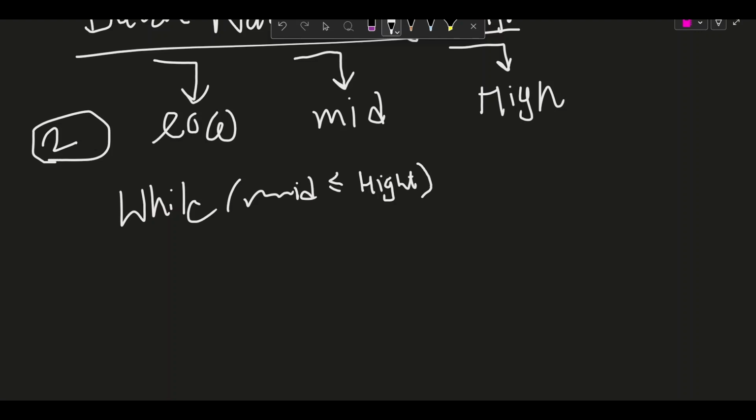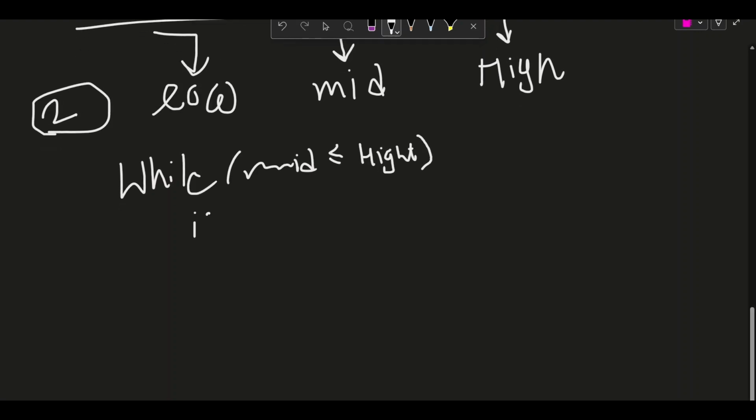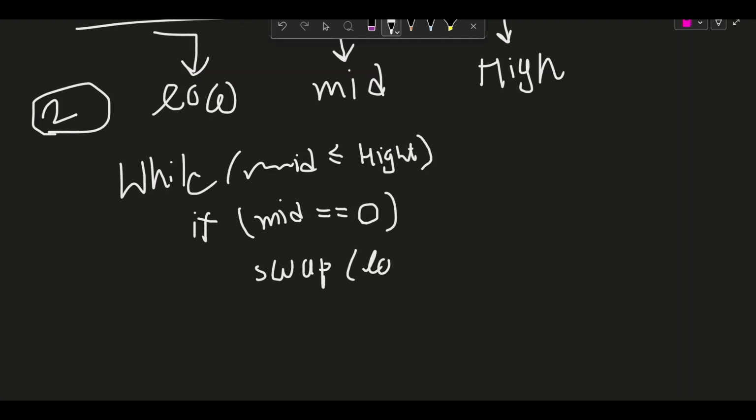Let's say I am only checking the mid element. If my mid index element is equal to 0, then what is its correct place? Its correct place is at the low. So I will swap my element between the low index and the mid index. After doing this, I will increase both pointers.